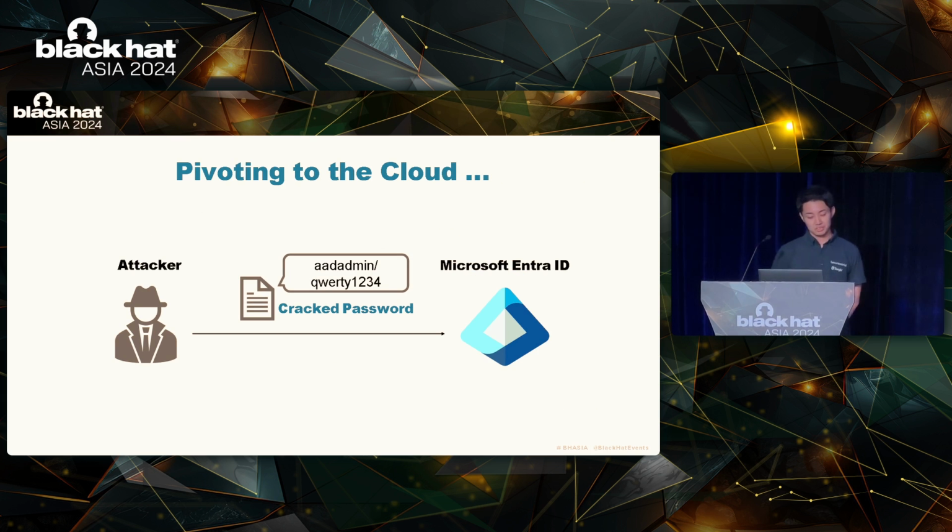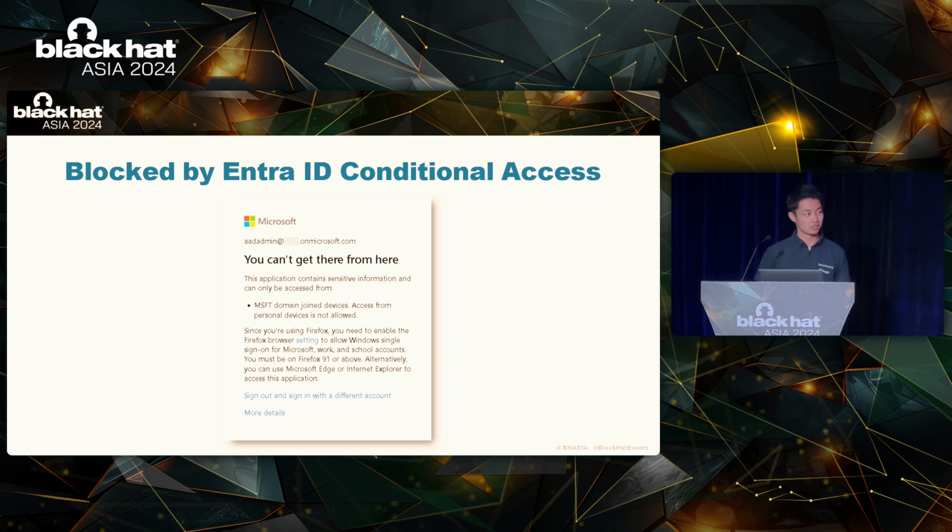And in the dumped credentials, one of the credentials looked like an admin account in Azure AD, currently known as the Microsoft Entra ID. So if we can successfully log in with this admin account of the Azure AD, we might get admin access to Entra ID as well, right? So we tried to crack its password, and we tried to log into Entra ID with the credential. However, the login was successful, but the access was blocked by one of the security features of Microsoft Entra ID, which is the conditional access.